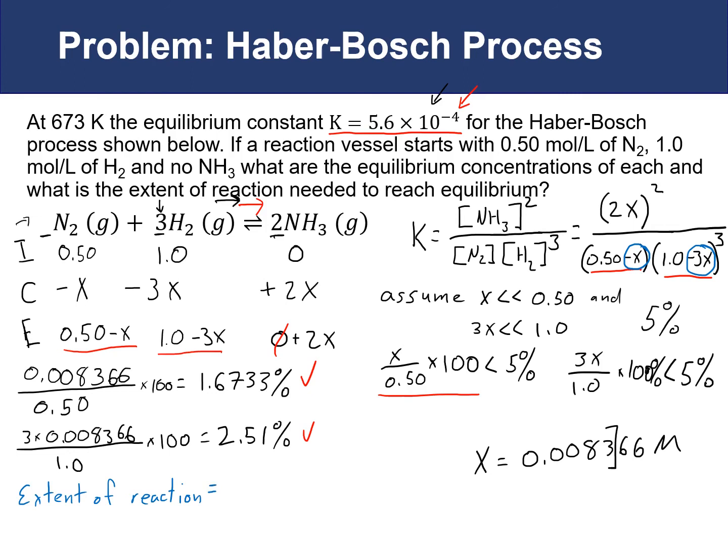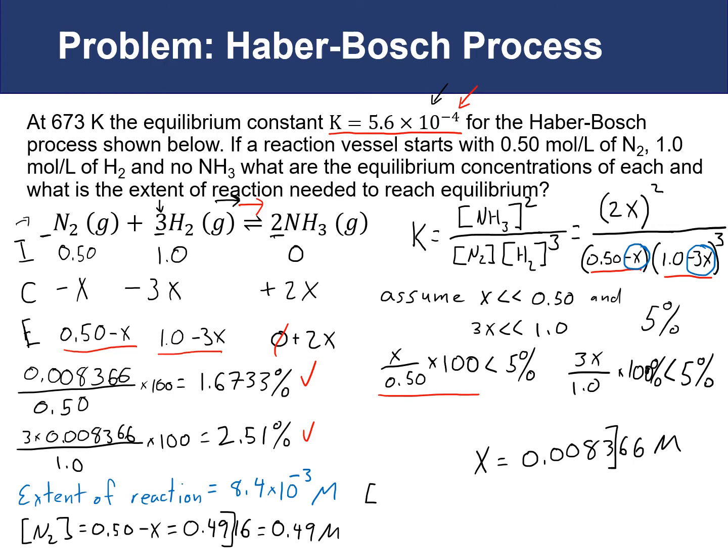That would be equal to 8.4 times 10 to the negative 3rd molar. Next, we need to know our concentration of N2. So our concentration of N2 would be equal to 0.50 minus x. Right? So we plug our x value in, and we get 0.4916. In terms of significant figures, we would cut that there. So our concentration of nitrogen would be 0.49 molar.